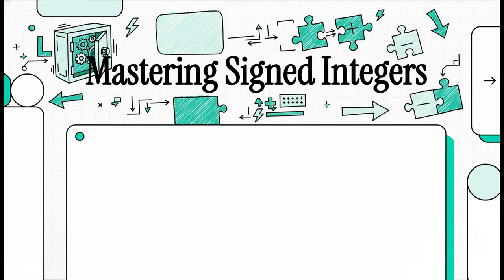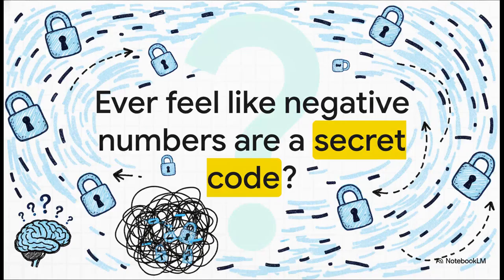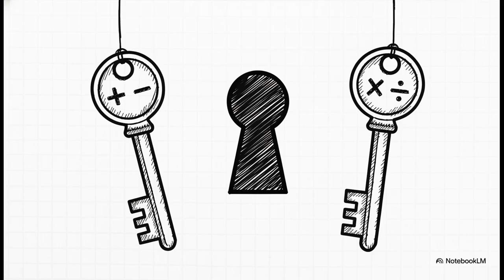All right, let's crack the code on a topic that trips up so many people: positive and negative numbers. You know, signed integers. I mean, have you ever looked at a math problem just filled with minus signs and thought, what is even happening here? If you have, trust me, you are not alone. It can totally feel like the rules are intentionally tricky and make no sense. But what if I told you it's actually way simpler than you think?